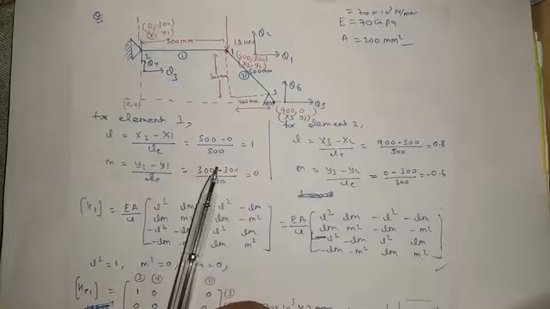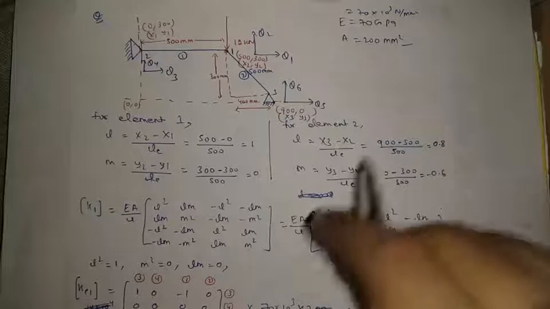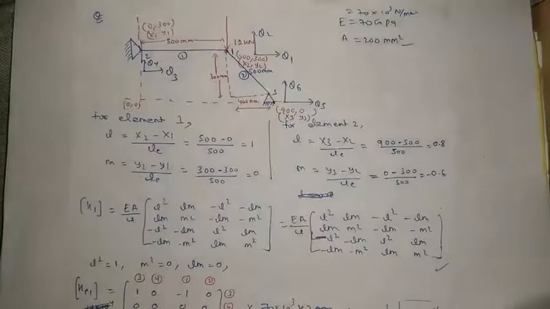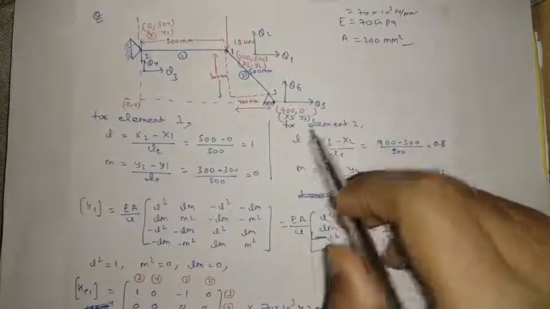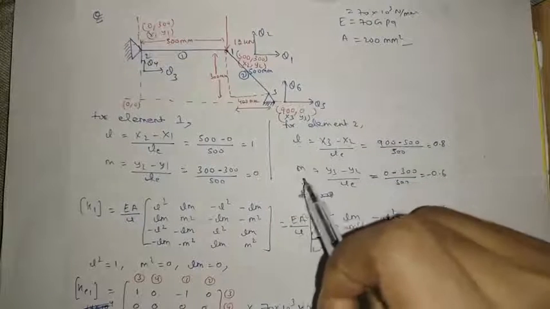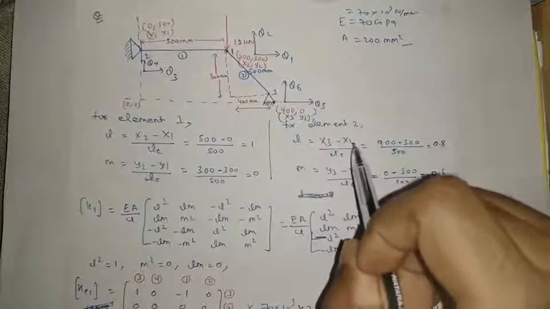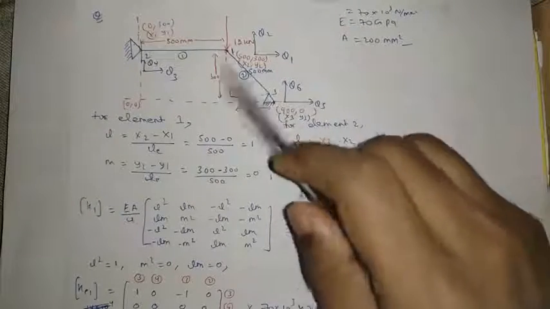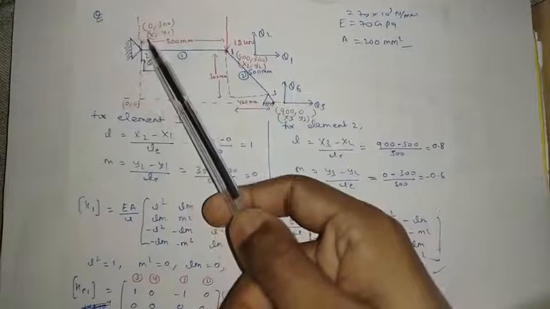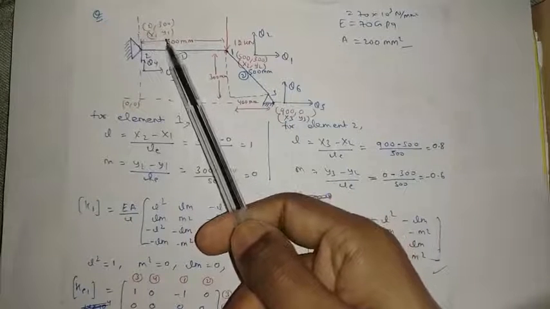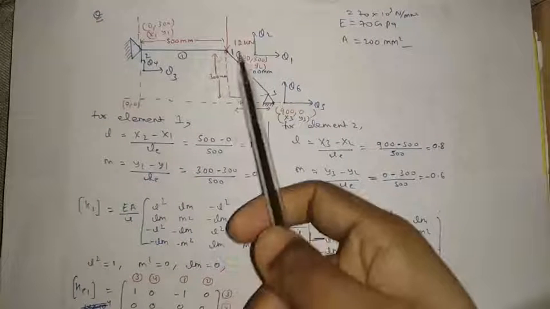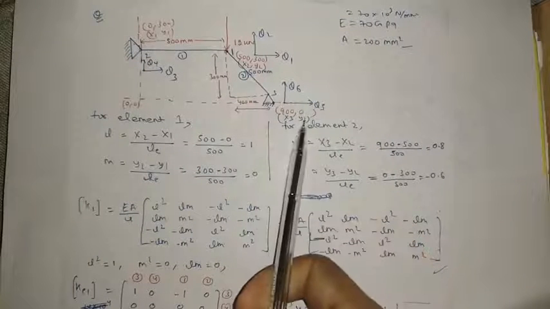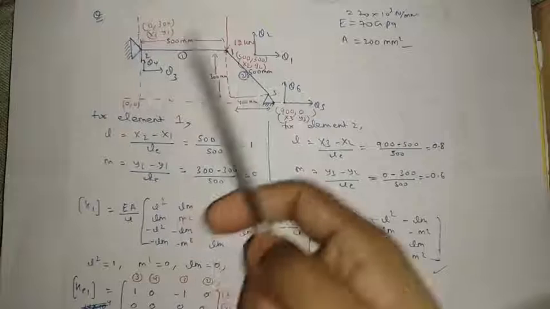Now similarly for this, the M values are this. Similarly, we have to find the element stiffness matrix for element 2, calculating the L and M values. The L value is x3 minus x2 by LE for element 2. Suppose I have this as x1 and y1, and another as x2 y2, and x3 y3. Understood?